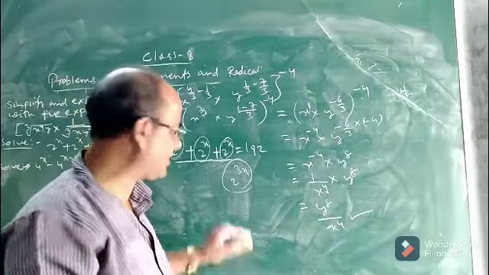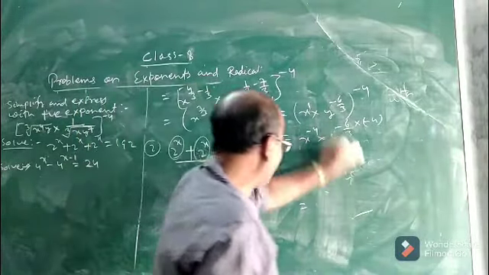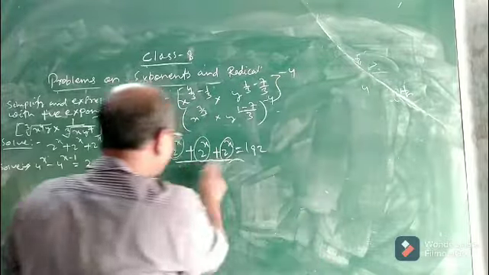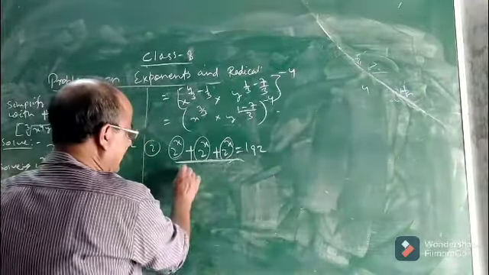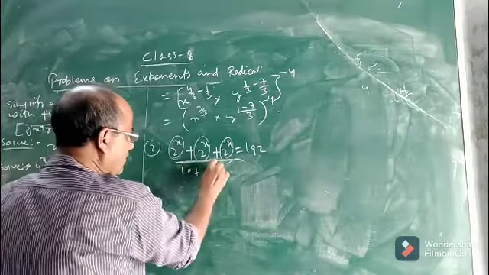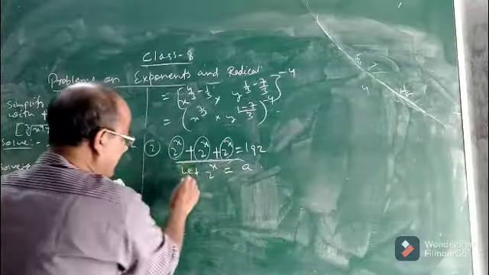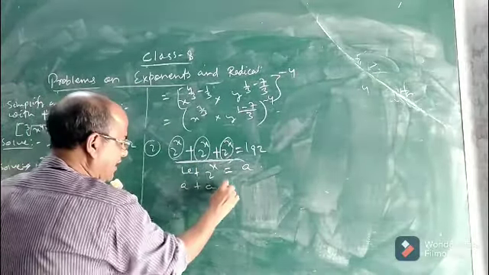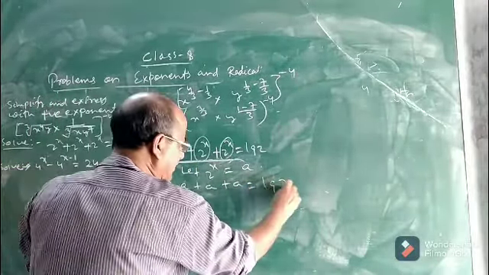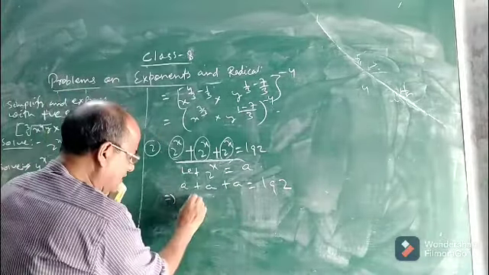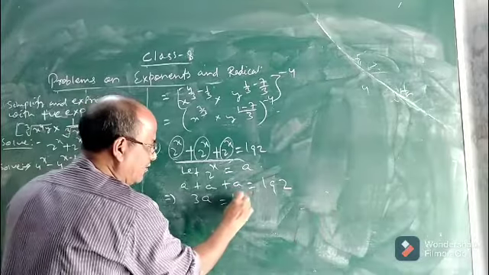So what will be the correct answer? Let me tell you. How to know what will be the sum of these three? Let 2 to the power x equal a. Let us take each term as a. Then this will be a plus a plus a equal to 192. Now you can easily add because you know algebra. It will be 3a equal to 192.